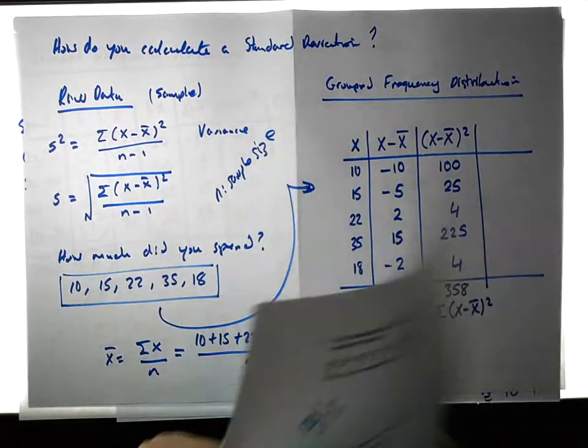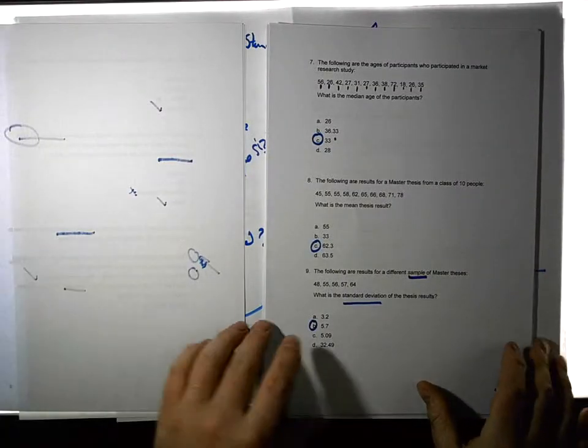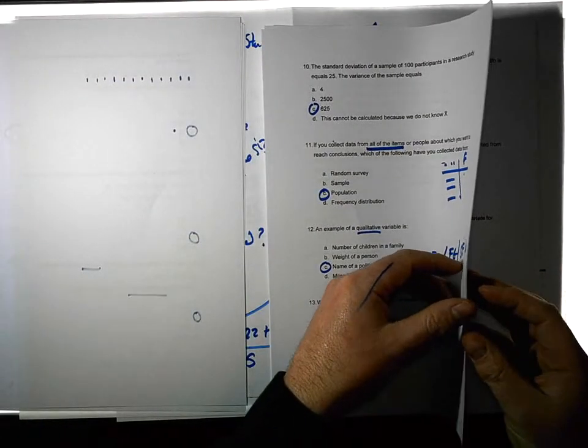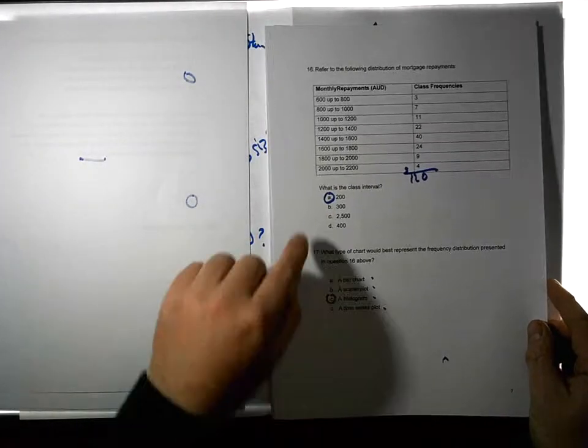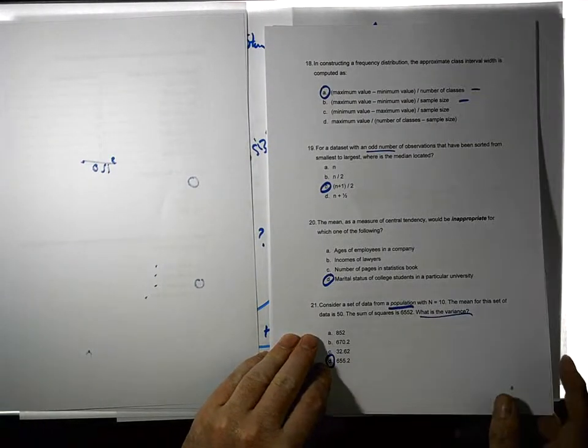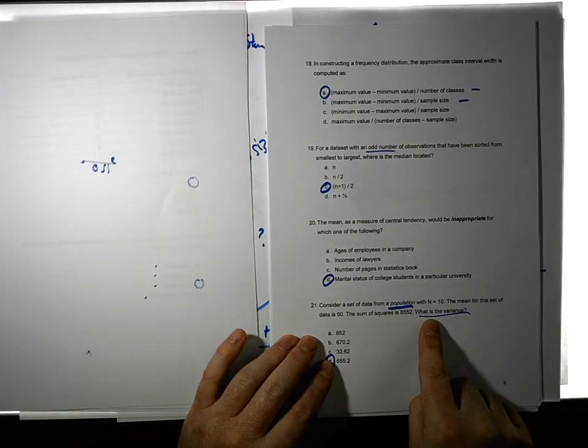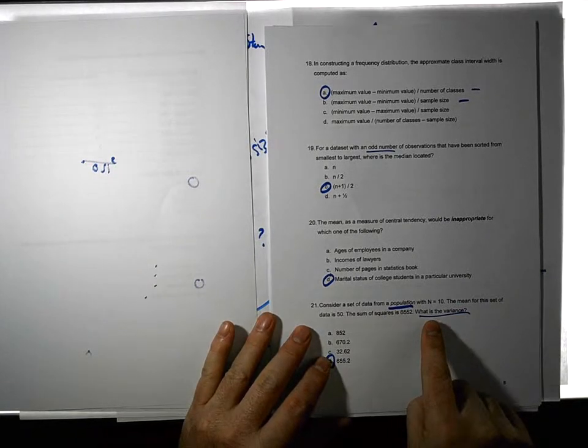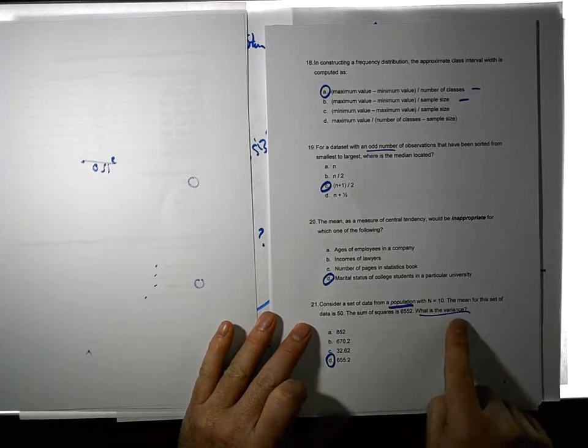Just moving along, to see whether there's one that uses a group frequency distribution. Maybe there is, maybe there isn't. Okay, here's the group frequency distribution, and there's only really two or three questions on that. Oh, it does ask you here in question 21 to calculate the variance.